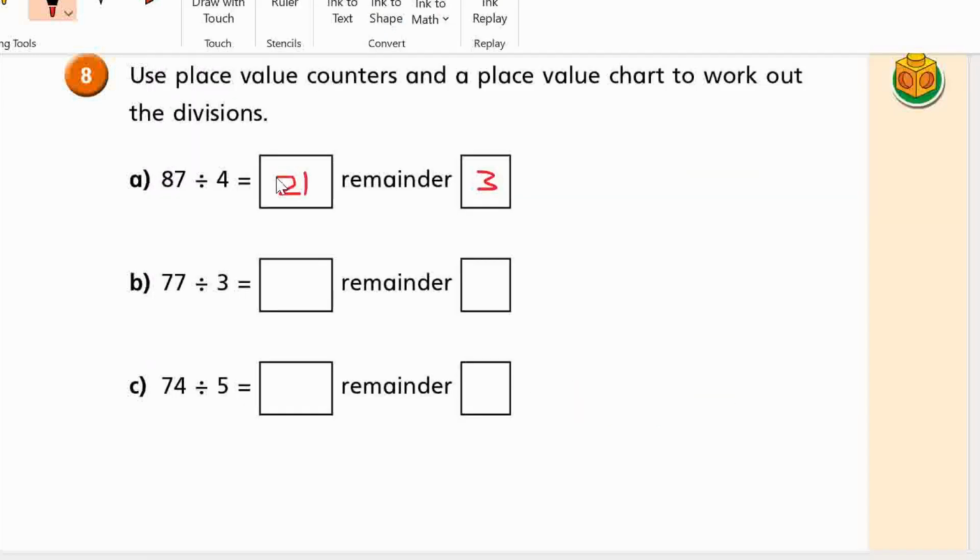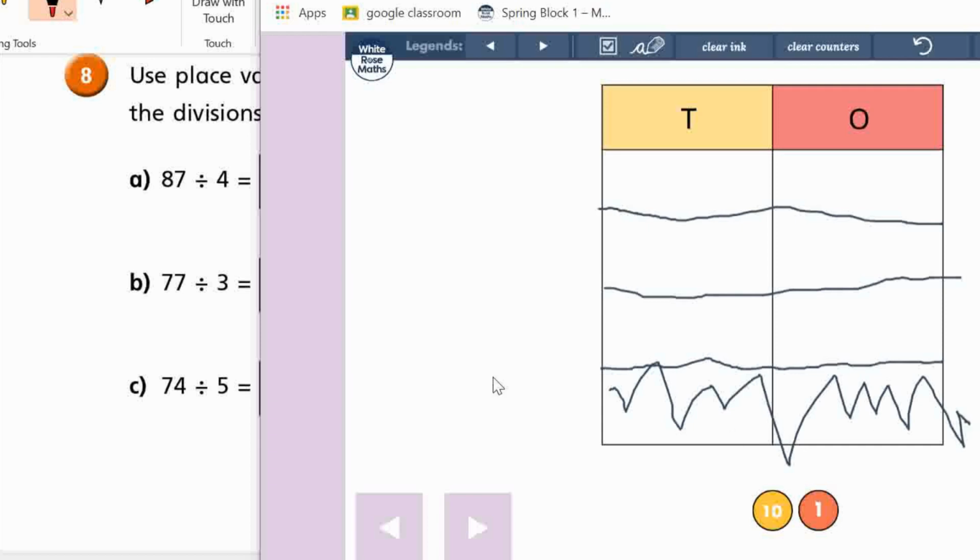21. Now this time we have to do 77 divided by 3. Okay, so I'll get my place value chart up again. Okay, so we're not using that row, just 1, 2, 3, just those rows. And we're dividing 77, so I put the counters in again. 1, 2, 3, 4, 5, 6. Oh, and then I have 11 tens left over.